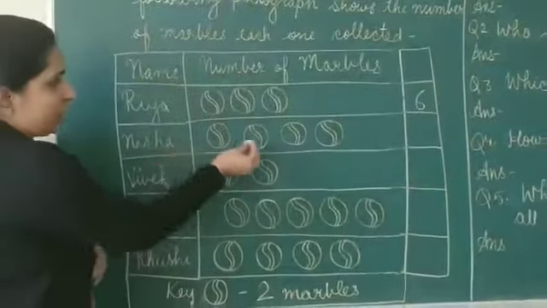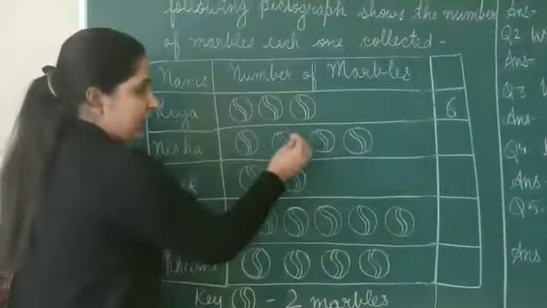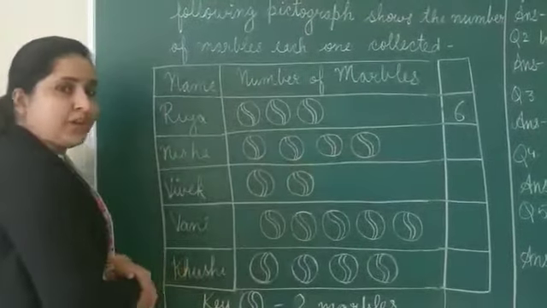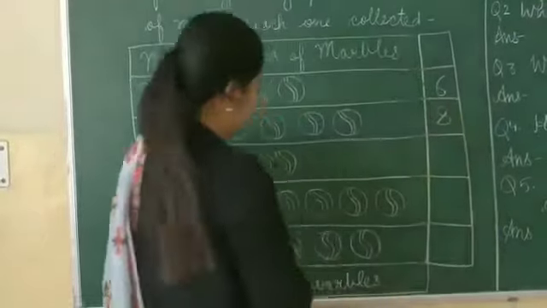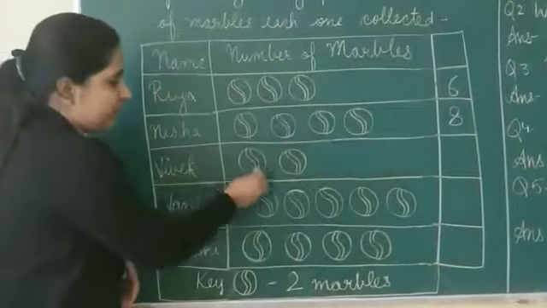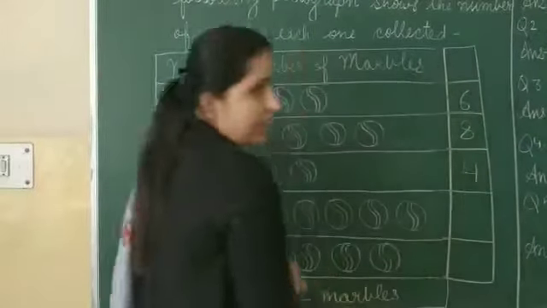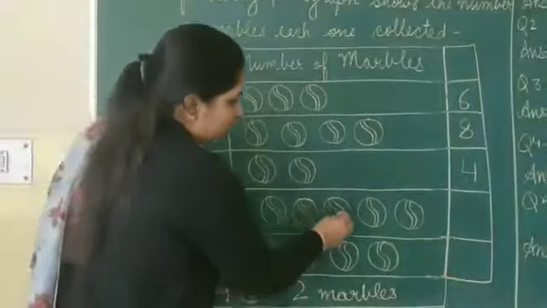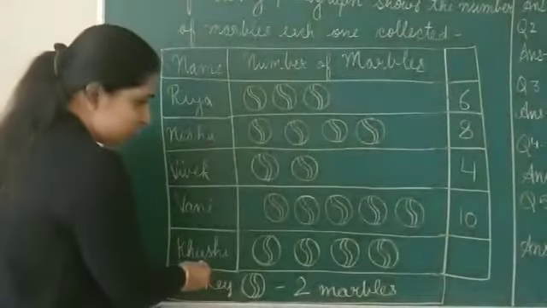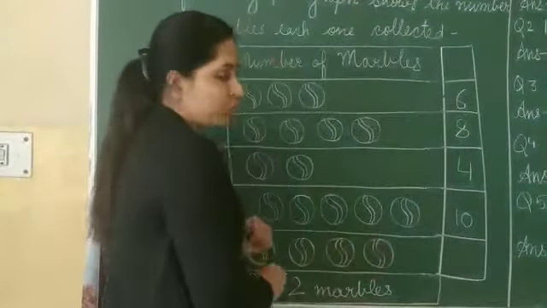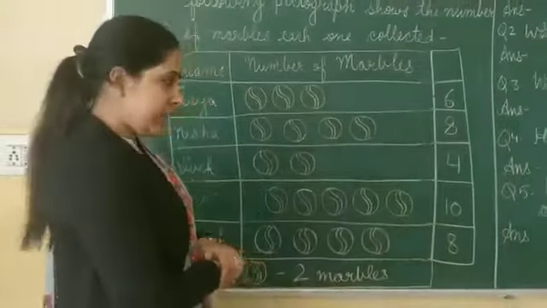Now for Nisha, 4 pictures are there. 1 means 2, so 4 means 8. You can either count, add, or you can multiply. 4 2s are 8. You will need tables here. Then for Vivek, we can see 2 pictures of marbles. Means 2 2s are 4. He has collected 4 marbles. Then Vani, 1 2 3 4 5. 5 2s are 10. For Khushi, 1 2 3 4. 4 2s are 8. Means this is the number of marbles collected by them.